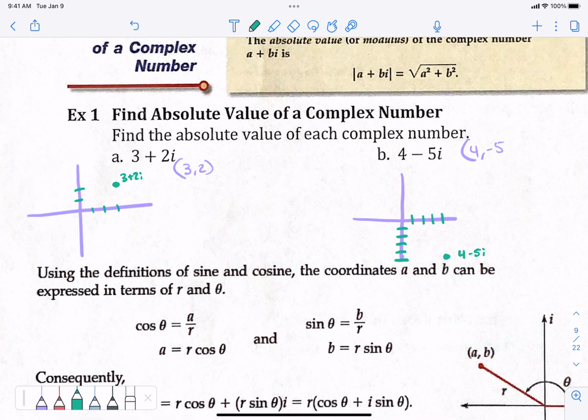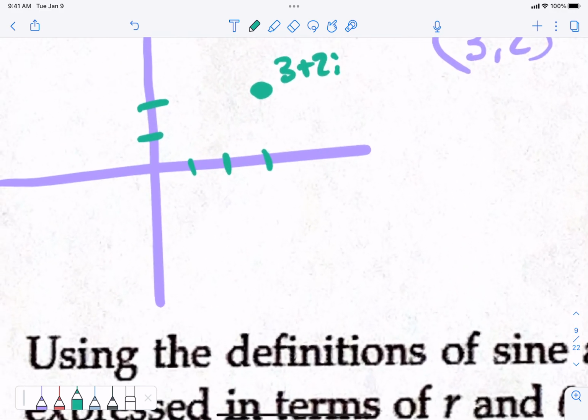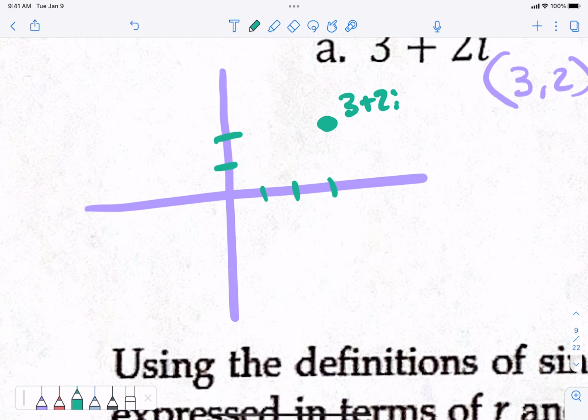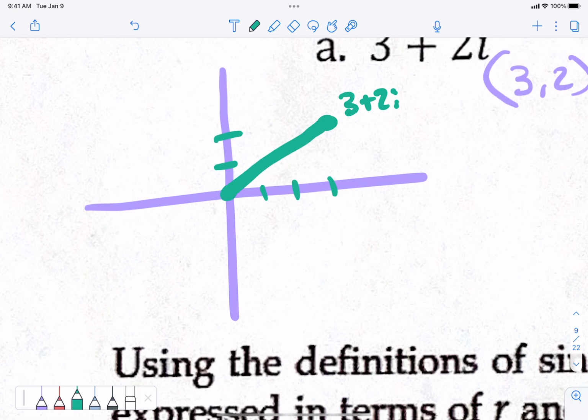Now, what we want to do is find the absolute value. The definition for absolute value is finding the distance that each one of these points is away from 0. We're going to attach this to the coordinate point 0, 0. So make a line, like the terminal side of an angle, always attached to the point 0, 0. Then when we find the absolute value, we're just finding the distance, how far that is.